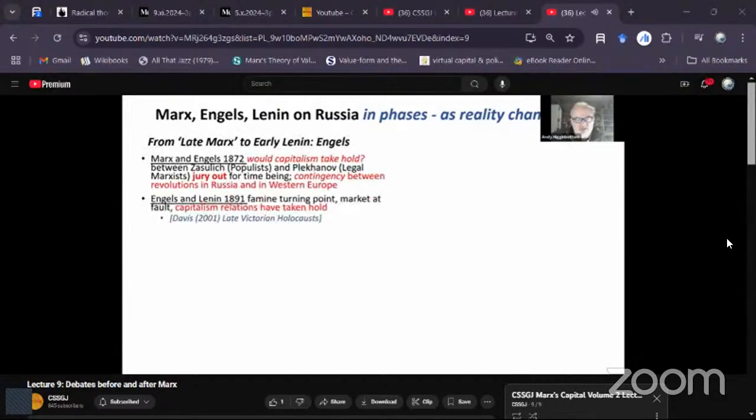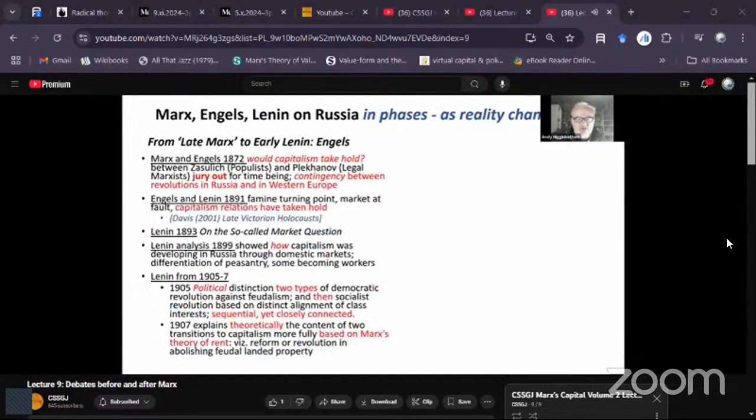There's a great continuity, actually, between the late Marx and the early Lenin, and the connection is Engels. Marx and Engels were asked to adjudicate in a debate between two wings of the early Marxists in Russia: Zasulich, who was closest to the populists, and Plekhanov, who was really the father of legal Marxism. They were basically asking Marx and Engels through correspondence, would capitalism take hold in Russia? And Marx's answer was, well, the jury's out. We'll see. He didn't give a definitive answer.